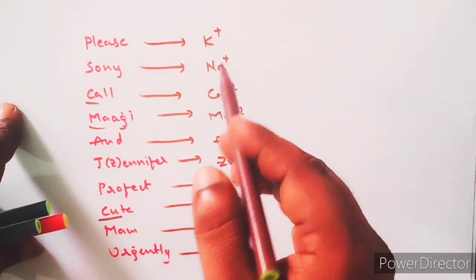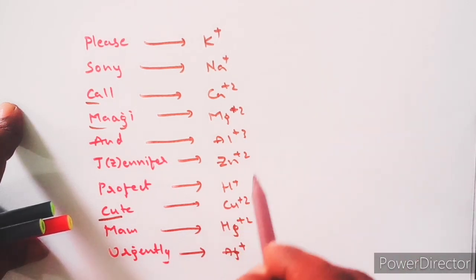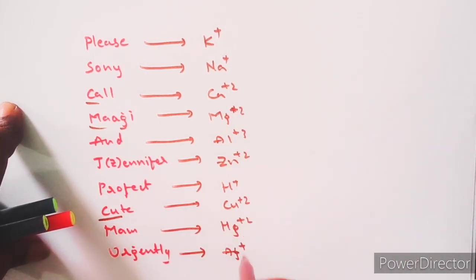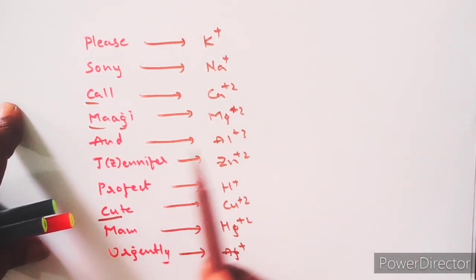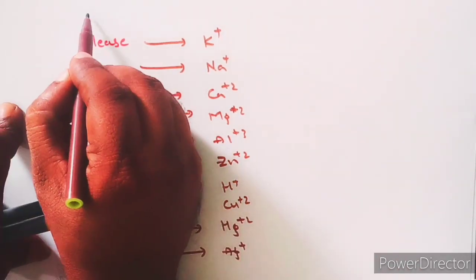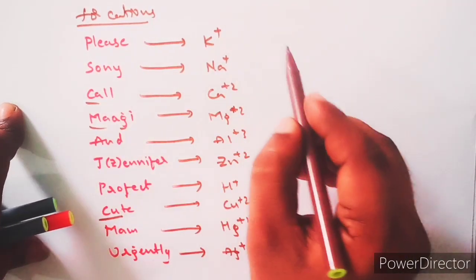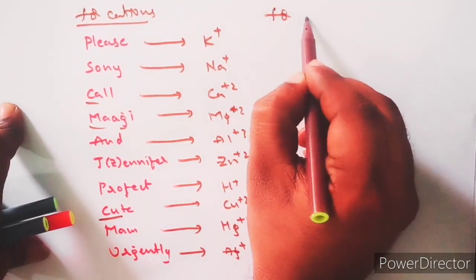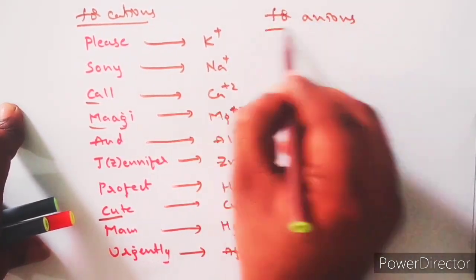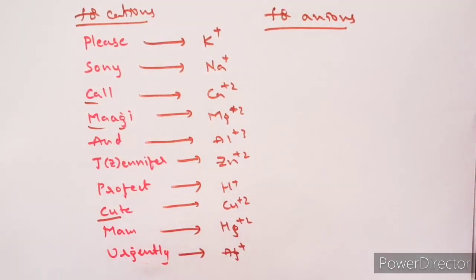So from top to bottom, this is increasing order of the deposition. And this is for cations. Similarly, I will tell for anions also. So the story is continuous.